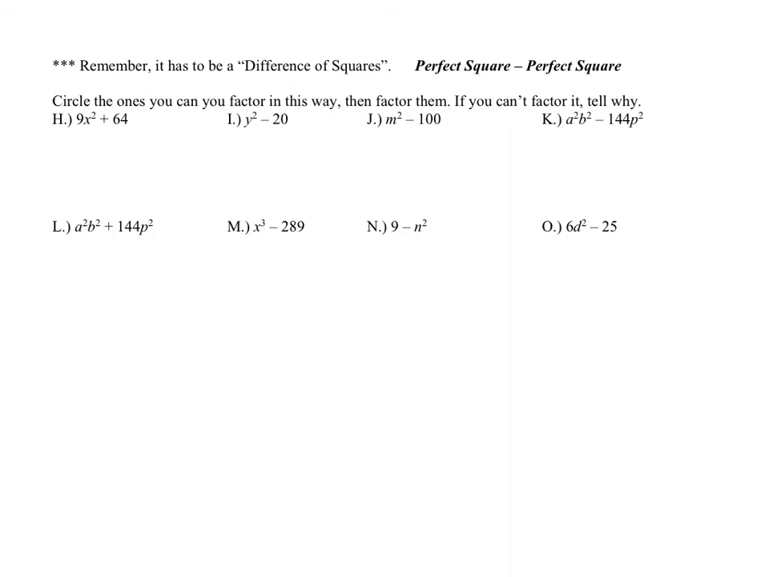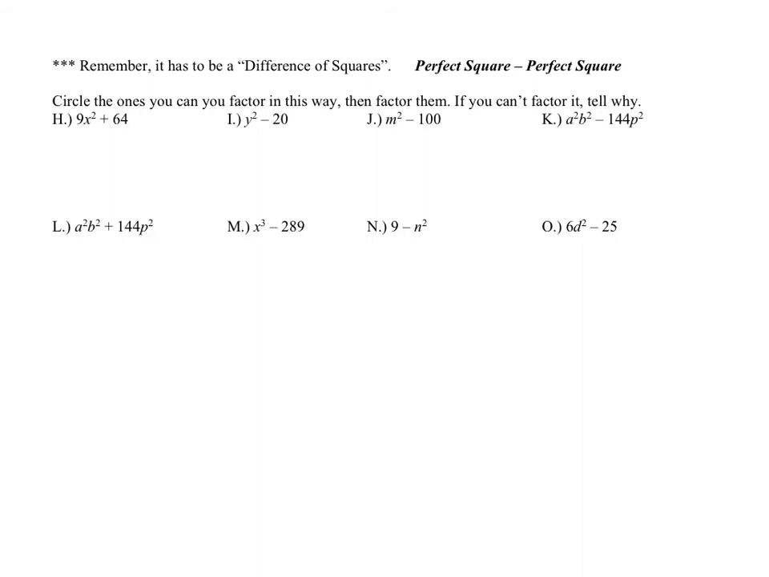Now, this will only work if it's a difference of squares. And all difference of squares has to be a perfect square minus a perfect square. If it's a perfect square plus a perfect square, it doesn't work. Because remember, if your last term is positive, the signs have to be the same. And if your signs are the same, you will always get a third term in the middle, okay? So in this case, it's only a perfect square minus a perfect square.